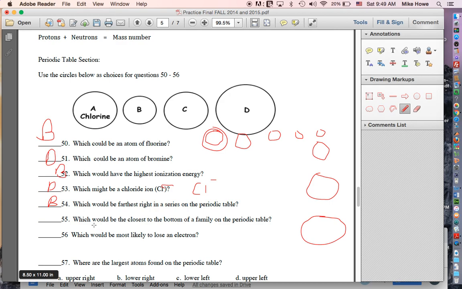Closest to the bottom would be the biggest one. Right, they get bigger as you go down. You might want to put this picture on your cheat sheet. Okay, closest to the bottom, that'd be D. Most likely to lose an electron, that'd be the bigger one because these electrons are being pushed out by all the inside electrons. So that'd be D.